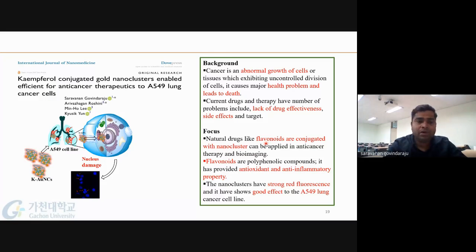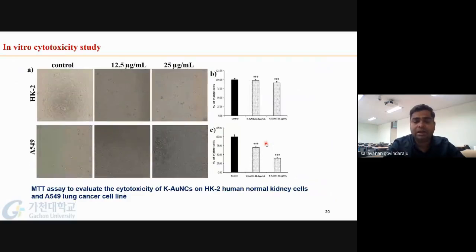My second part, which we used for A549 lung cancer cell, is the camphor conjugated gold nano cluster. Camphor is nothing but a flavonoid, which we can get from plants and some fruits. It has highly antioxidant and anti-inflammatory properties. The nano cluster has tightly bound with that flavonoid and it shows strong red fluorescence and gives a good effect to the A549 cancer cell line. So here we have performed the MTT assay to evaluate the cytotoxicity for the HK2 human normal kidney cells and the A549 lung cancer cell line.